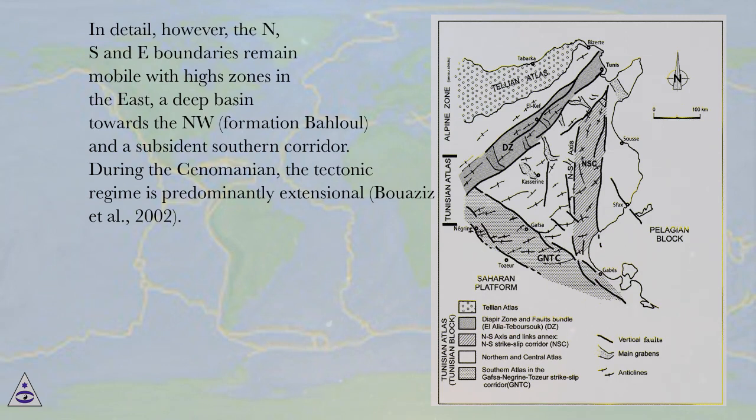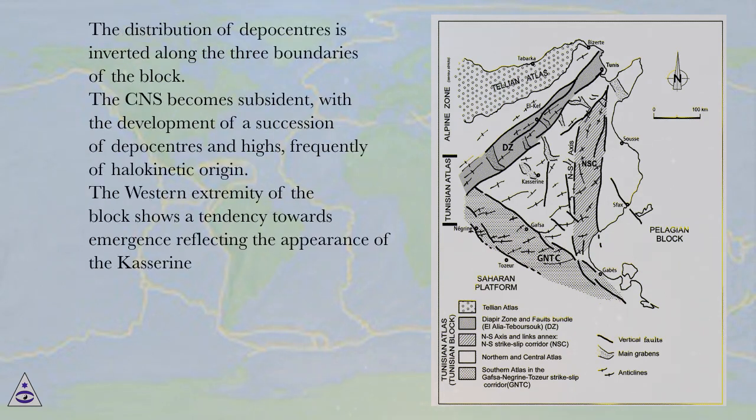During the Cenomanian, the tectonic regime is predominantly extensional (Bouaziz et al., 2002). The distribution of depocenters is inverted along the three boundaries of the block. The CNS becomes subsident, with the development of a succession of depocenters and highs, frequently of halokinetic origin. The western extremity of the block shows a tendency towards emergence, reflecting the appearance of the Kasserine Island.